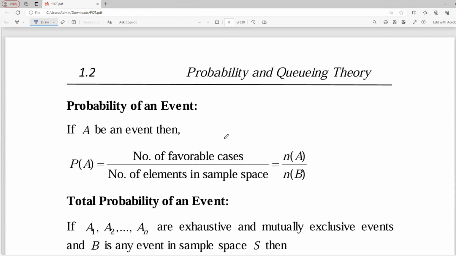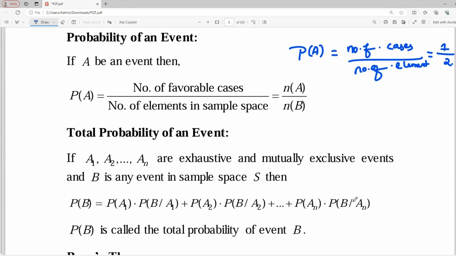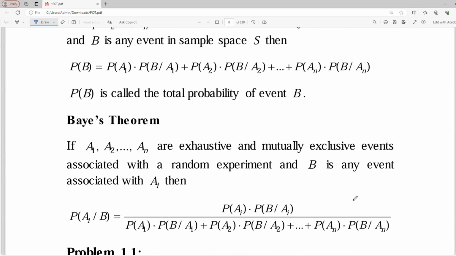Right. So a particular probability can always be written in this formula. That is, the probability of A is going to be the number of favorable cases divided by the number of elements in the sample space. So for example, in a coin, you might get any one value out of the two possible outcomes. That is why the probability in a coin is going to be 1/2, right? So the total probability depends on the number of samples and the number of events that you are taking into account, right?